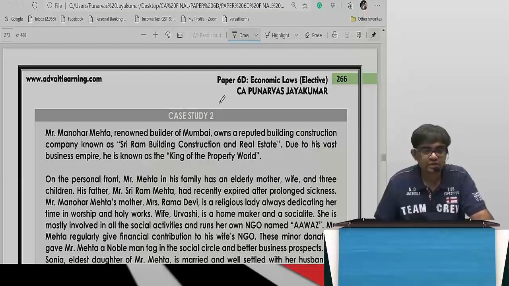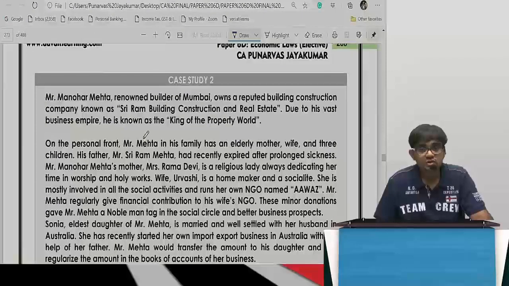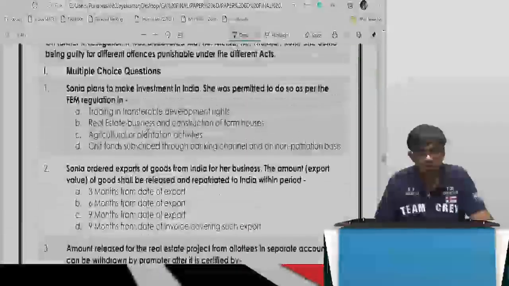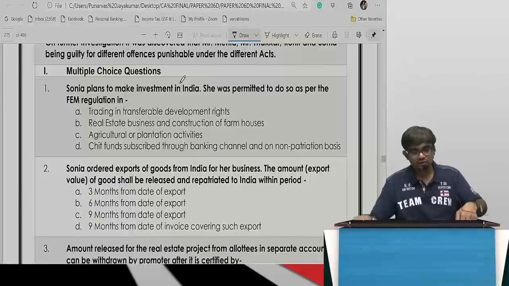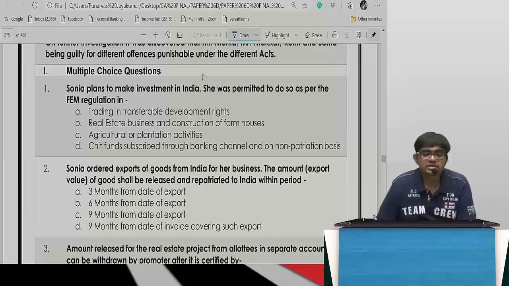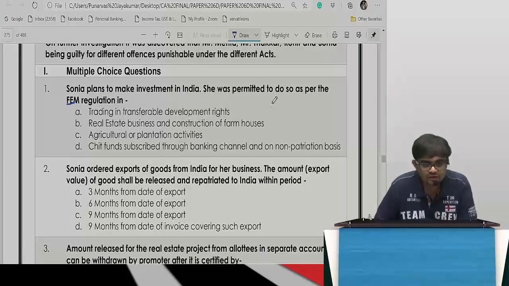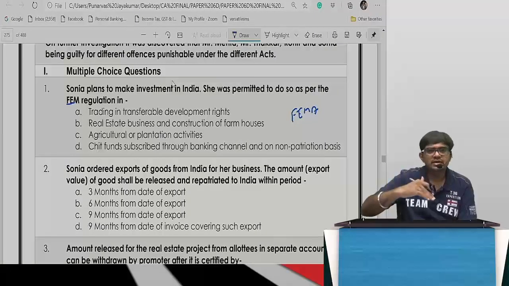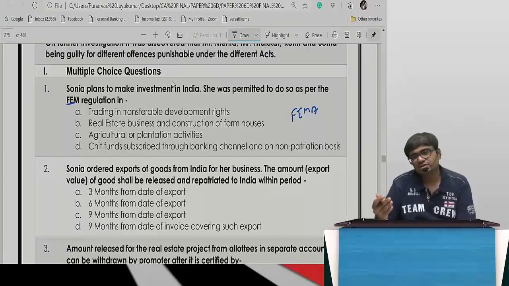But case study 2 is Manohar Mehta. It is definitely there in your module, right? Module number 2. What is the first rule? Do not even read the case study. Directly go to the questions to figure out where it could be, what it could be. So Sonia plans to make investment in India. She was permitted to do FEM regulation. So this is about FEMA regulation. Plans to make investment in India means maybe she's an NRI. She wants to make in India. It is so easy, guys.